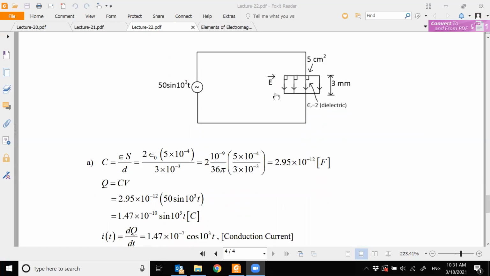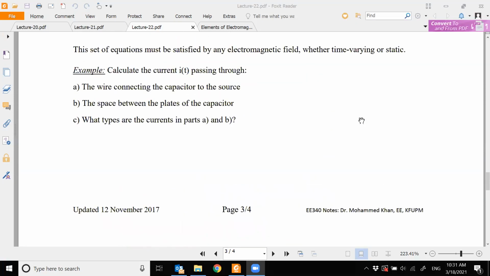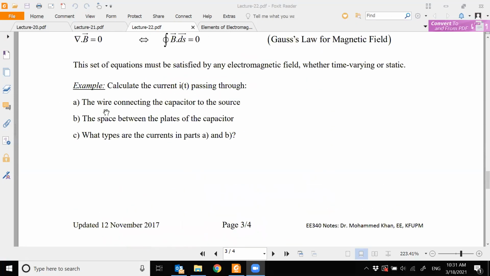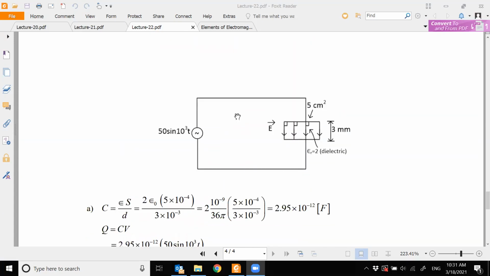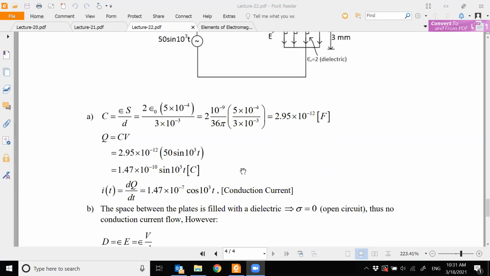First, to find the current connecting the capacitor to the source, we are finding the current here. So how can I find the current here?